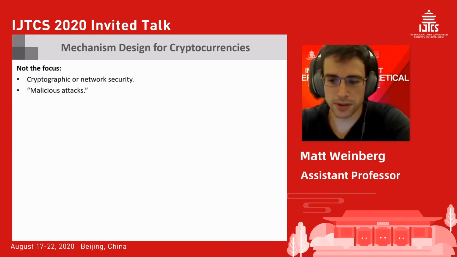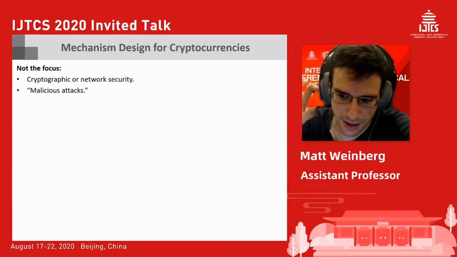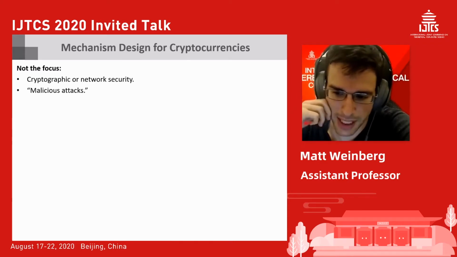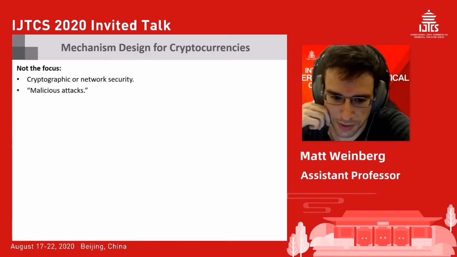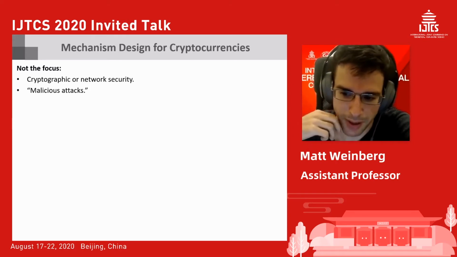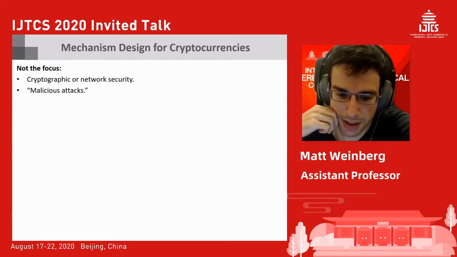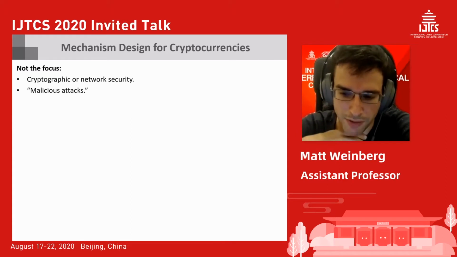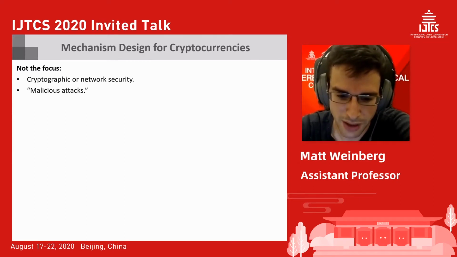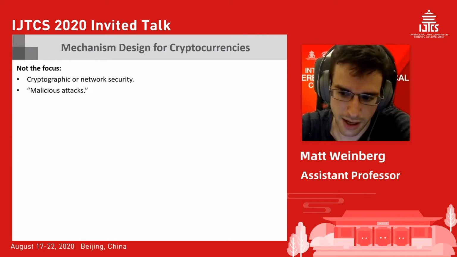Okay, so in this talk I'm really only going to focus on the incentives and the economic aspect of designing cryptocurrencies. I just want to be really clear about what I am going to talk about and what I'm not going to talk about. I'm not going to talk about cryptographic security, or networking security, or classical distributed computing or distributed systems stuff. And I'm not going to be thinking of attackers who want to break the system.